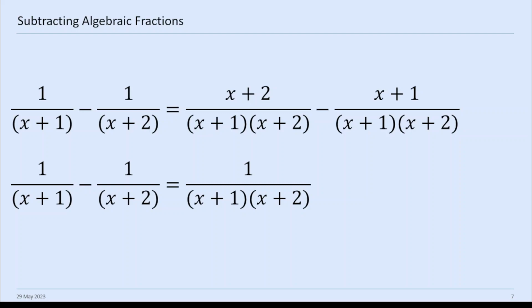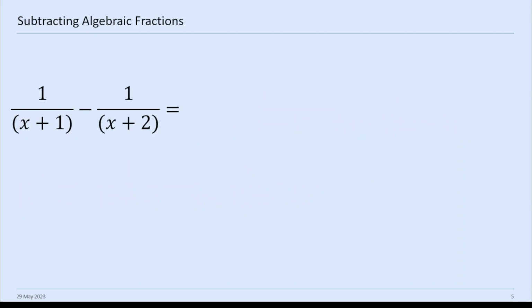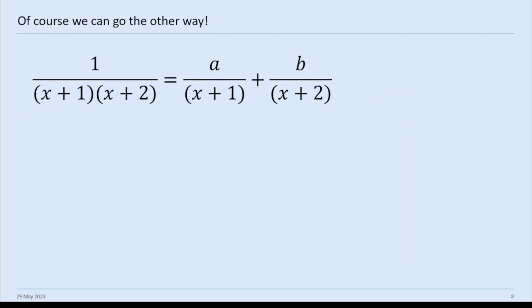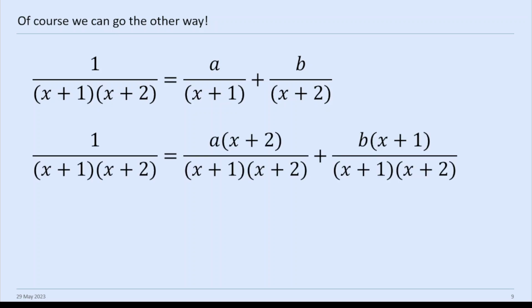And the interested viewer will notice that if you substitute x equals 2, you get this. But if you substitute other values of x, you get other things. Like if you put x equals 1, you get a half minus a third equals a sixth. And of course we can go the other way. So if someone gave us 1 over (x plus 1)(x plus 2), we're going to split that up into a over x plus 1 plus b over x plus 2.